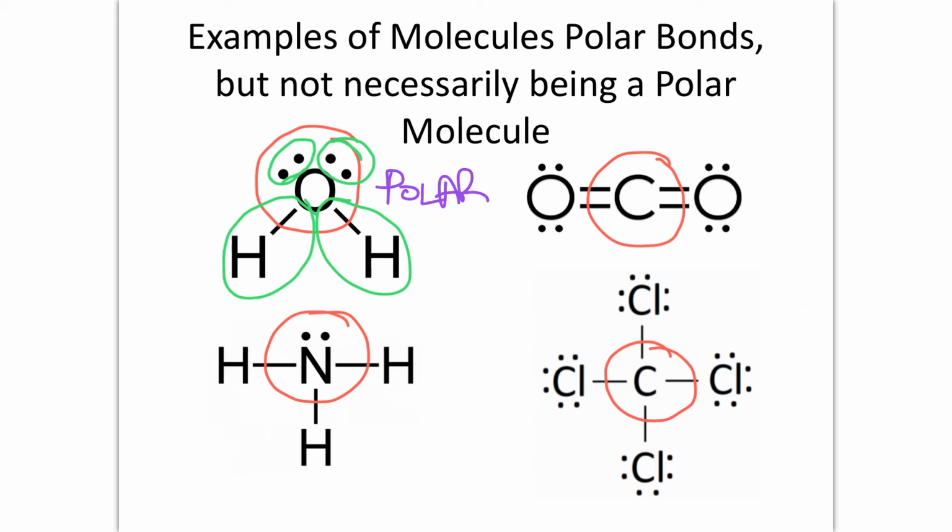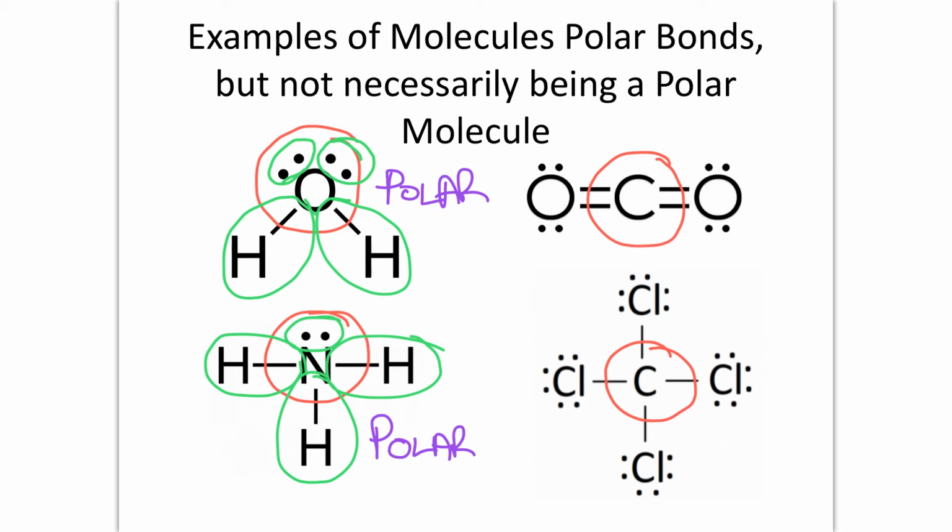So let's go down here to my ammonia. Here's my first thing attached, second thing attached to the center atom, third, and my lone pair. Again, is everything exactly the same? The answer is no. The lone pair is different than the hydrogen. So that is also polar.